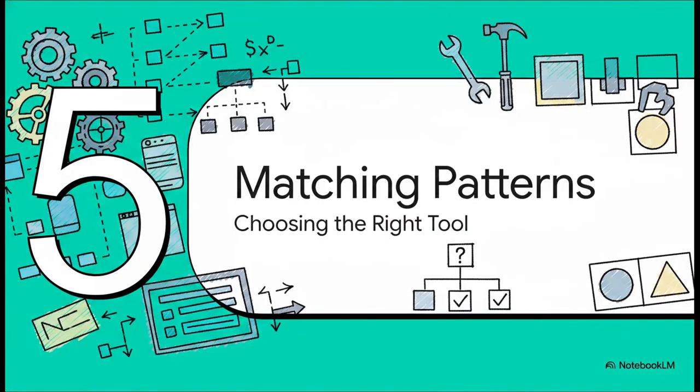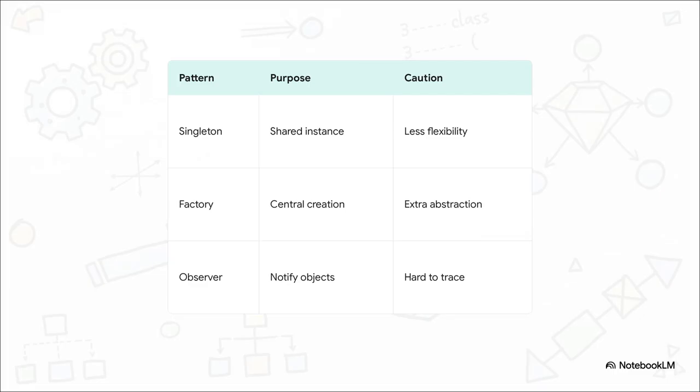Okay, Section 5, Matching Patterns to Problems. Choosing the right tool for the job. Now, what's really interesting about this side-by-side comparison is the main cautions for each pattern. A singleton ensures exactly one shared instance, sure, but it behaves like a global object, which seriously reduces flexibility. The factory pattern creates objects without exposing the messy details, but adding that extra layer of abstraction can be totally unnecessary overkill for really small apps. And the observer is great for notifying many objects of one change, but having way too many observers can make your program's flow incredibly hard to trace. You really have to keep these trade-offs in mind.